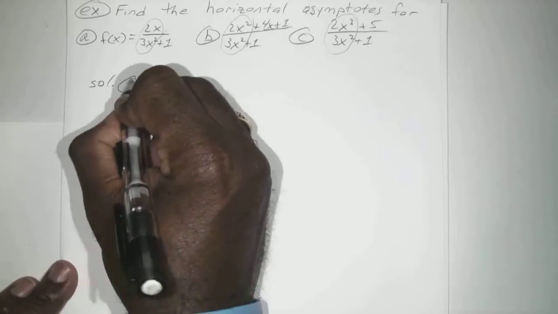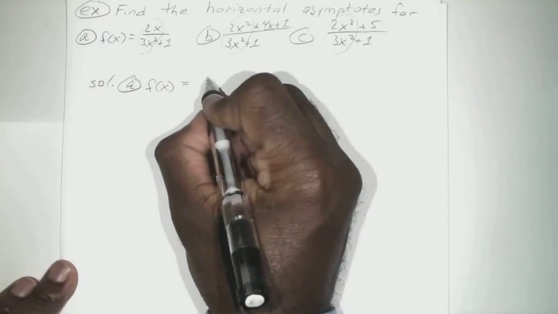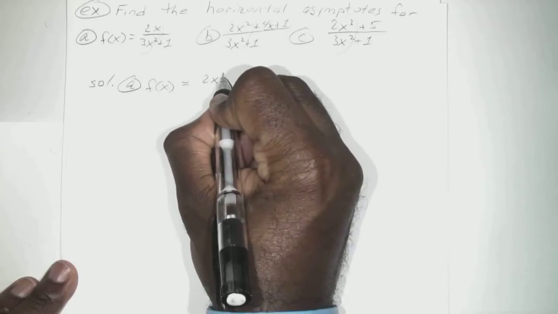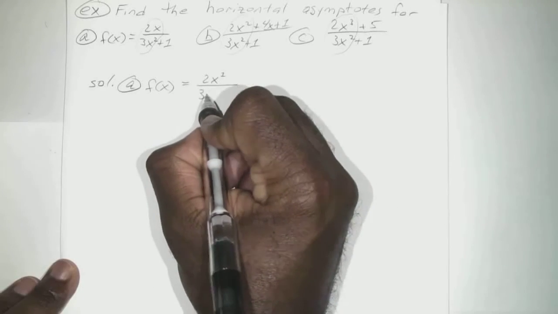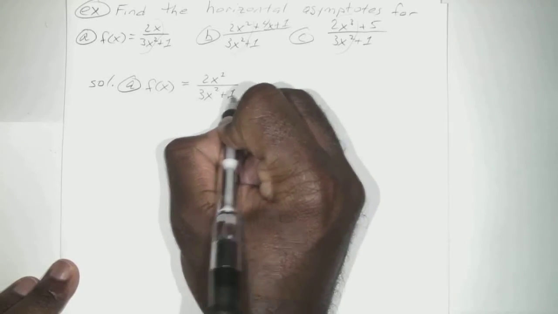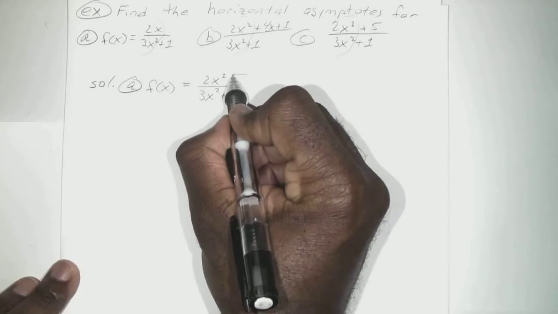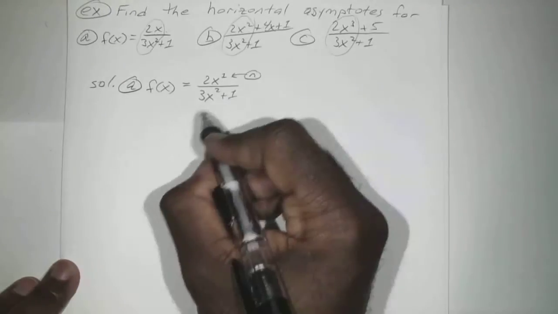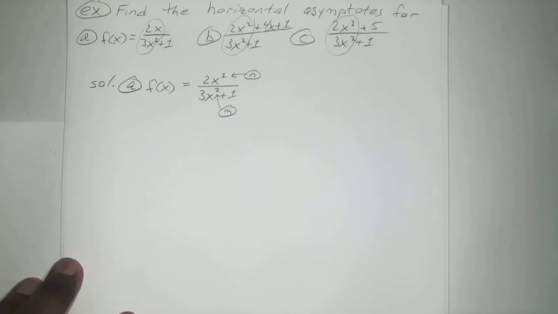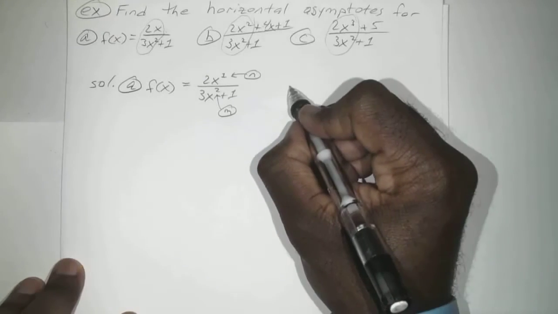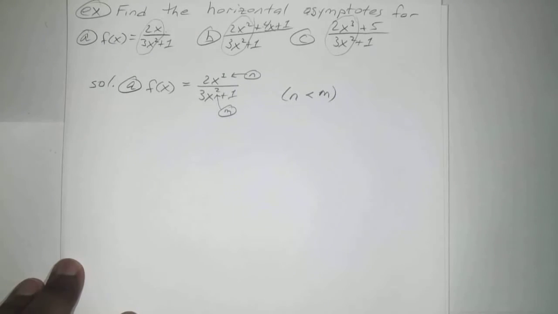Okay, so let's say for problem A, we have our f of x is equal to, instead of 2x, we can say that's 2x to the first power over 3x squared plus 1. Okay, so we know that this is our n, and this exponent is our m. Okay. So we know that n is less than m, since 1 is less than 2.